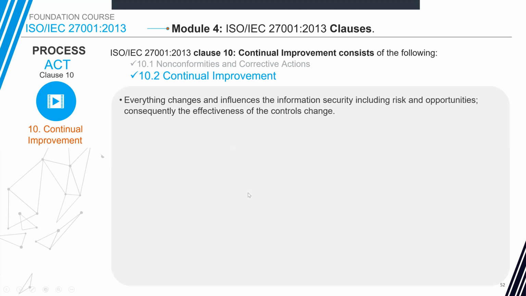Okay, clause 10.2, continual improvement. As we mentioned, there are a lot of changes in the ISMS and in the ISO. As we mentioned in the previous session, there are many factors changing for an organization: internal and external factors affecting any organization, interested parties and their requirements, technology changes, and standard changes. Before we had ISO 27001:2005, now we have 2013. When we have a lot of changes, they can produce new risks.